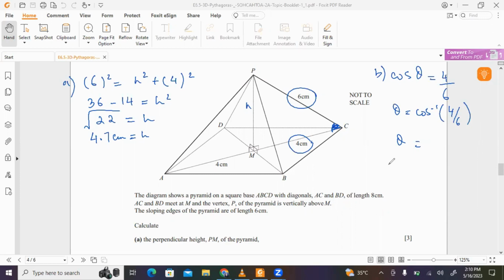And we have 48.2. Now, we could have gotten the same answer if we had used tangent or sine. But in the case of tangent and sine, we would have been using PM, which is an unknown that we calculated in part A. Just to avoid making a mistake in the second part in case you got the first part wrong, just go with the information that's given. So that's your angle and that's the length.